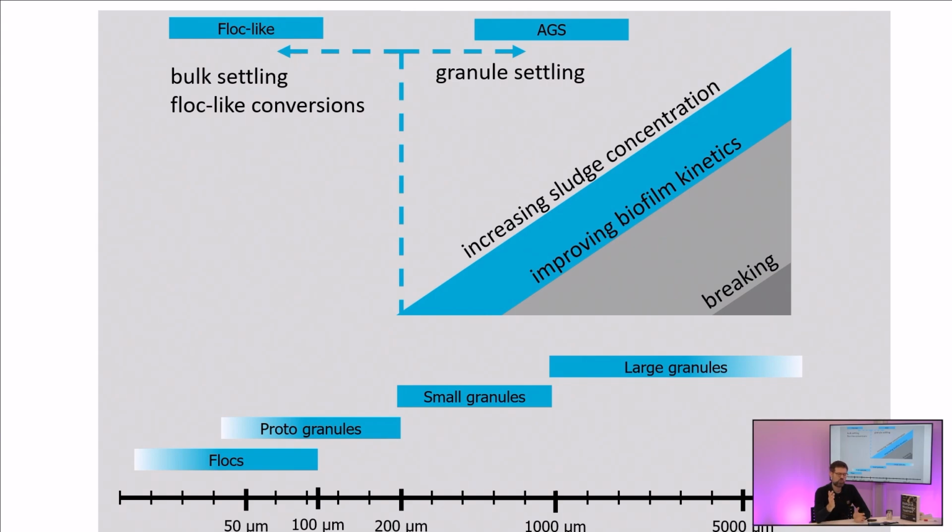So it's really important that we have granules larger than 200 micrometers, but those smaller particles also play a role in the whole conversion process of ammonia and that sort of stuff. So we need a proper distribution of particle sizes in a reactor for it to function properly, but we really need the bigger ones for the biofilm kinetics.